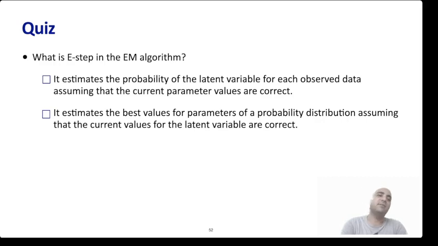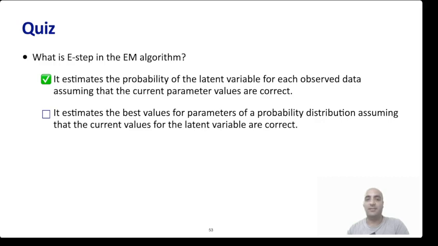So you are going to tell me: the E-step estimates the probability of the latent variable for each observed data point, assuming that the current parameter values are correct, or it estimates the best values for the parameters of the probability distribution, assuming that the current values for the latent variable are correct. Actually, the correct answer is the first one. It estimates the probability of the latent variable.